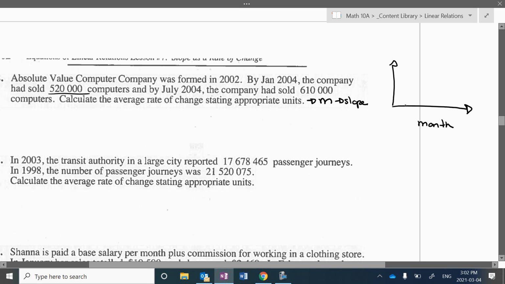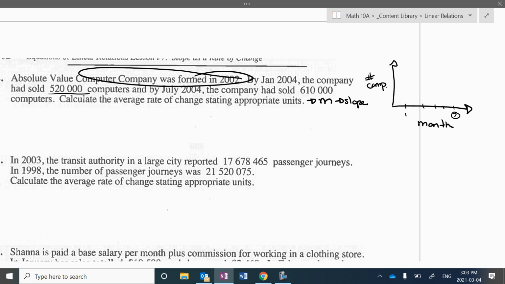Good. So January is your first month. July is your 7th month. And then your number of computers is your Y. So this first tidbit of information that it was formed in 2002, do we care? No. Do we even care that it was 2 years later this data came out? No, because we're looking within the same year.